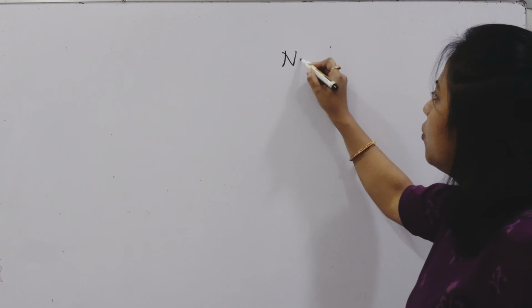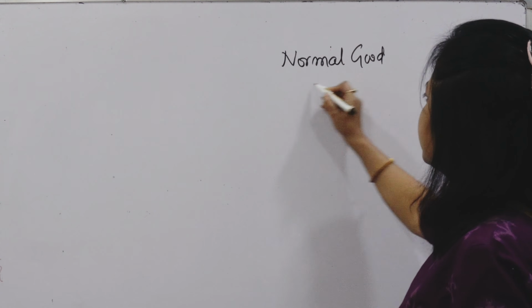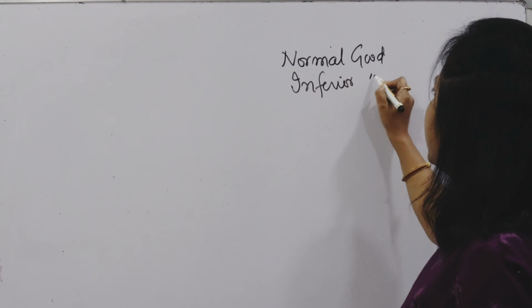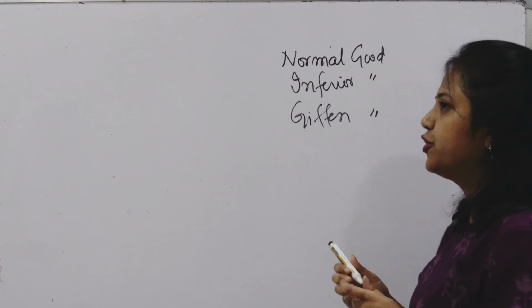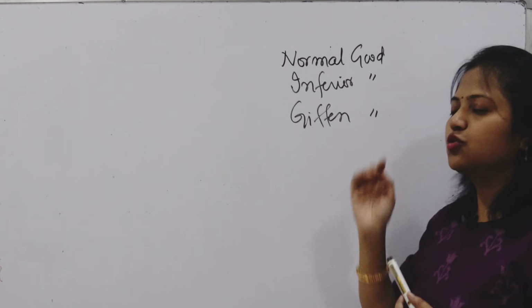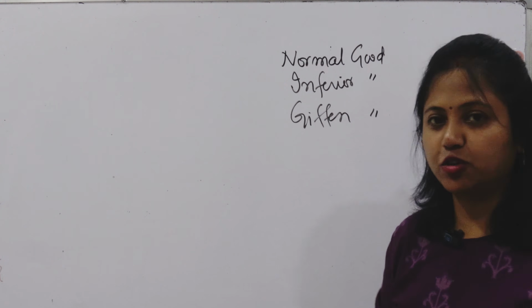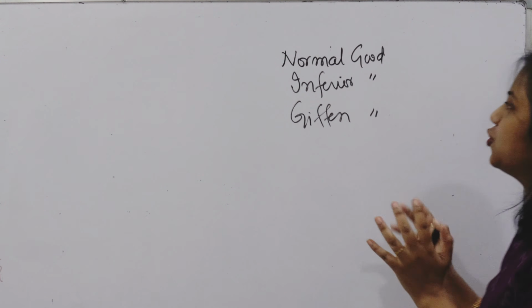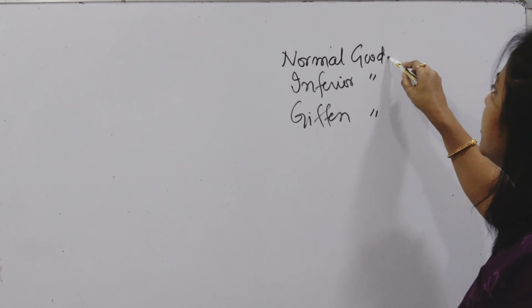Okay, so I'm just writing that our discussion will be on what is a normal good. We will see what is an inferior good, and we will see what is a Giffen good. So friends, for your reference, we have already discussed what is Giffen goods, and we have seen in this context what is Giffen paradox. So friends, in this video we are going to distinguish what are normal goods, what are inferior goods, and what are Giffen goods.